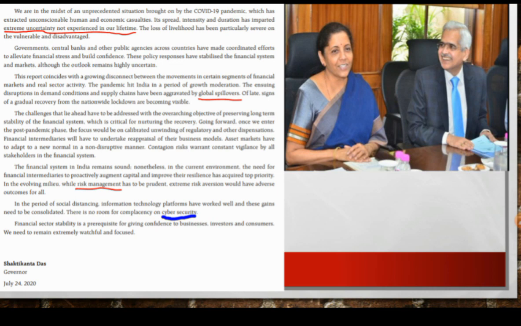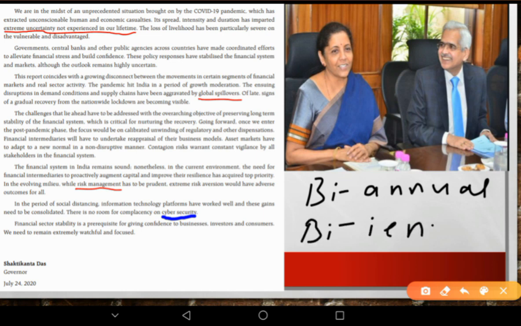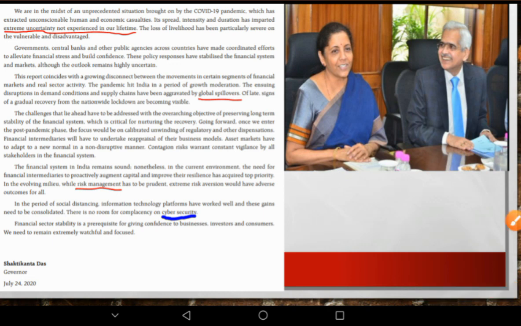Now, what's the Financial Stability Report? It's biannual. When I talk about biannual, it's twice in a year. Okay, don't confuse it with biennial. Biennial is once in a couple of years. So this is not biennial, this is biannual. So the Financial Stability Report is published biannually, meaning twice in a year.